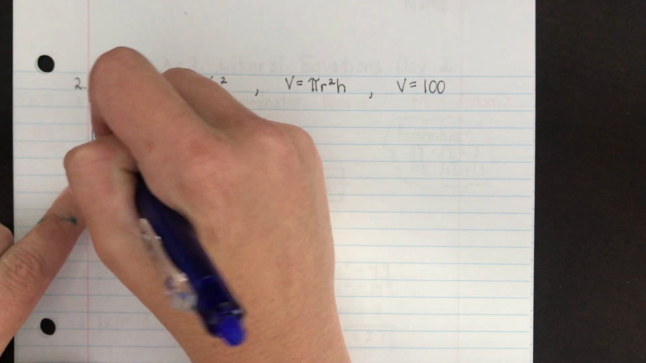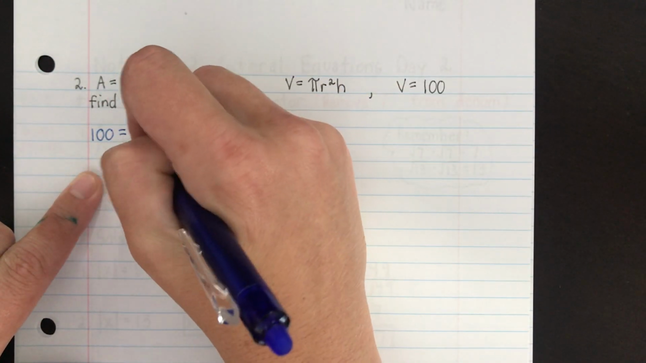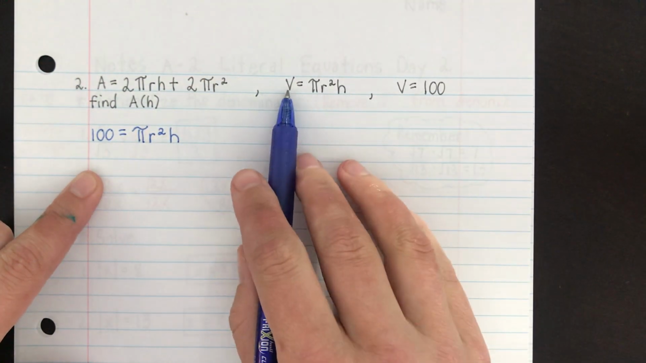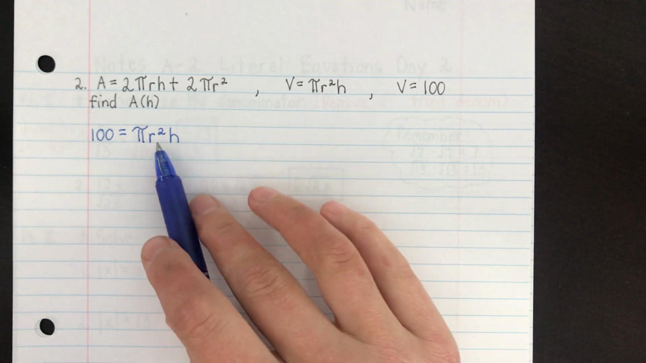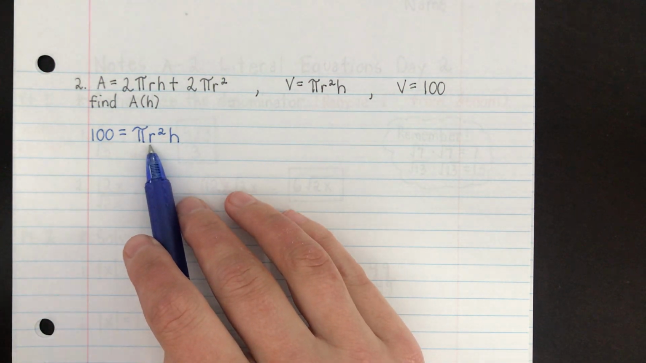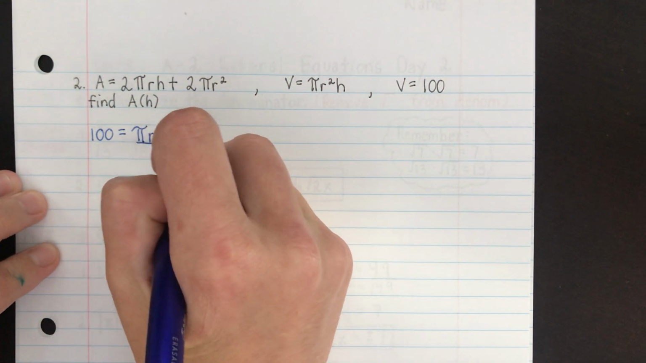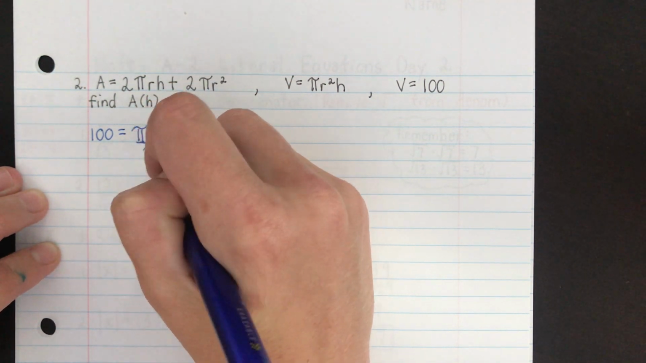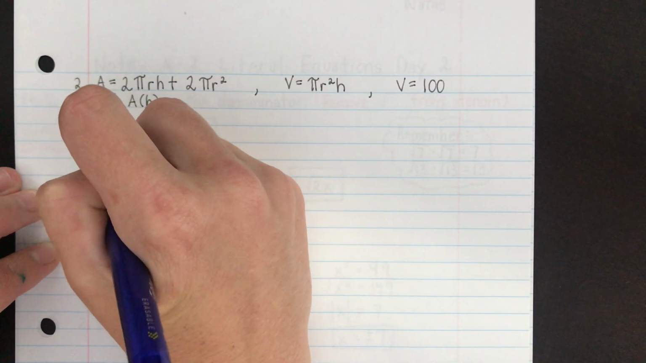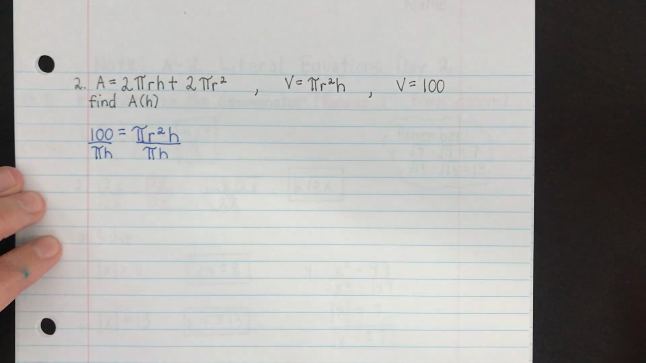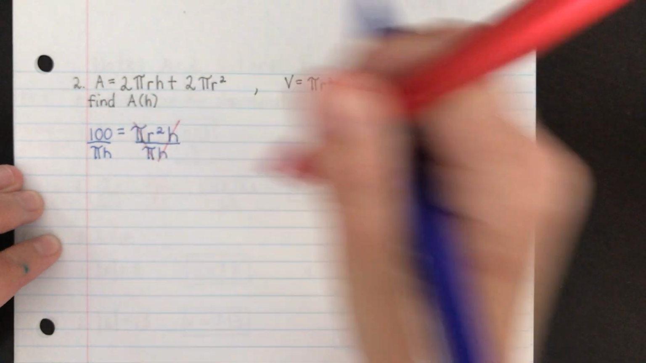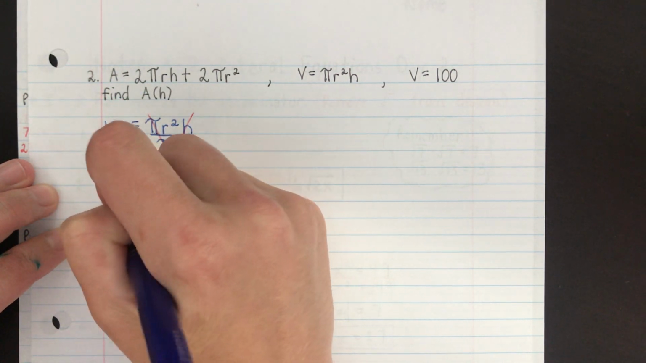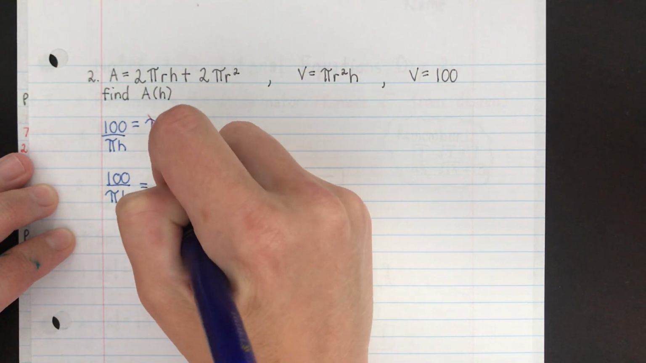So I would have 100 equals pi r squared h. Okay, remember I plugged in 100 where I saw v. And then I'm trying to solve for r, isolate r. So even though pi and h are on, one's in the front and one's in the back, you can still get rid of them at the same time. Divide by pi h. Okay, so pi will simplify, h will simplify. So you've got 100 over pi h equals r squared.